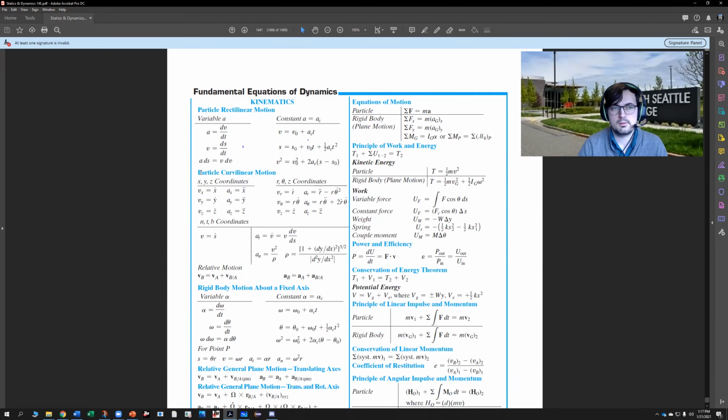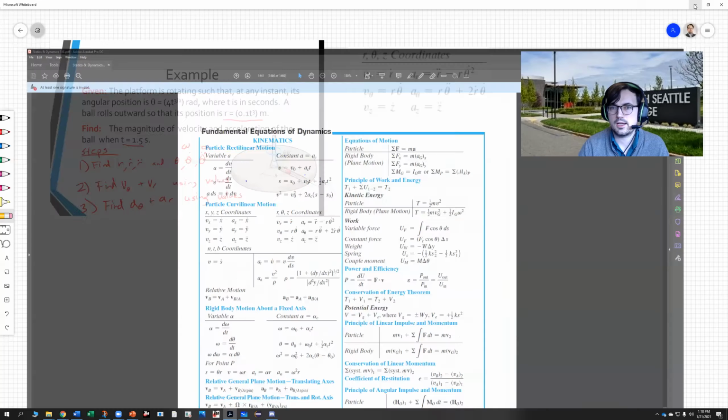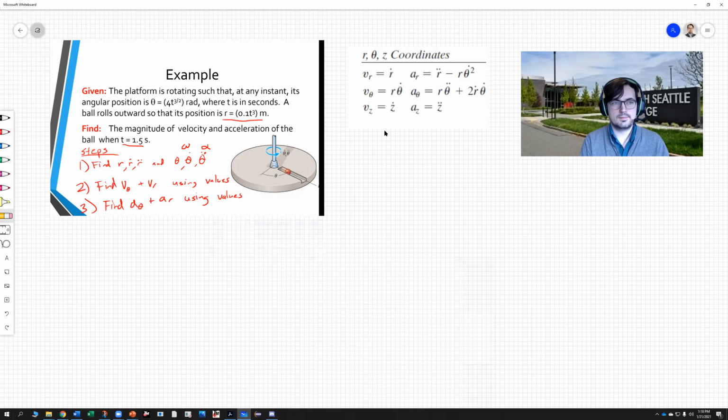We know that we're dealing with particle curvilinear motion, right? We're moving along a curved line here. Over here on this side, we have x, y, and z. We have r, theta, and z, right? This is our cylindrical components that we're going to use. We also have n, t, b. Those are our normal and tangential components. So in this case, we're going to be using this set here. So I just took a little screenshot of that, so we have that available.